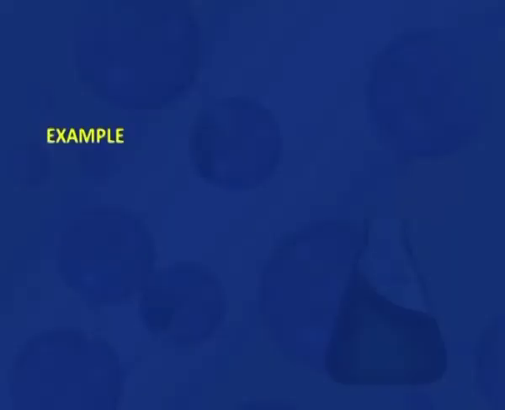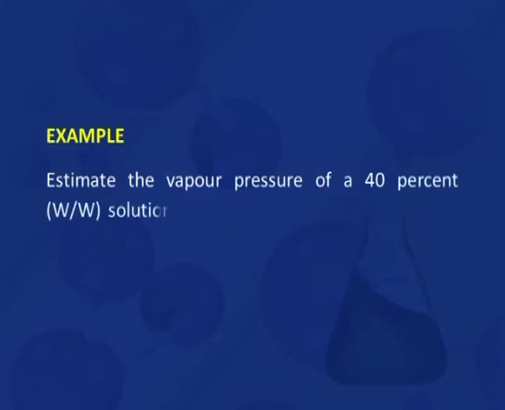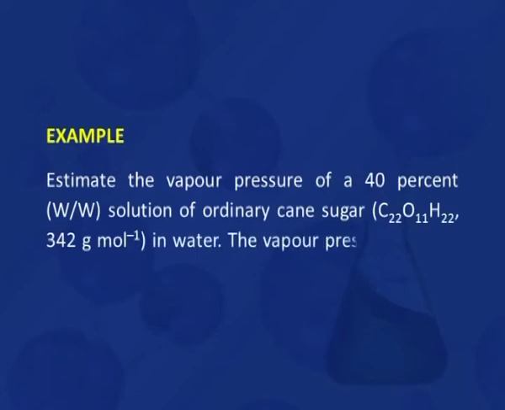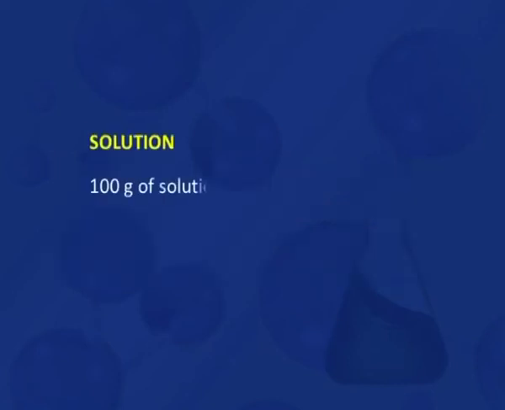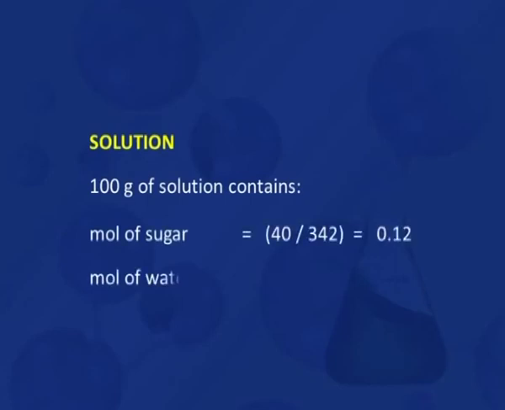We can practice the Raoult's law equation with the help of some examples. Estimate the vapor pressure of a 40% weight by weight solution of ordinary cane sugar in water. The vapor pressure of pure water at this particular temperature is 26 torr. You know that the molecular formula of cane sugar is C12H22O11 with molecular mass 342 grams per mole. 100 gram of solution contains 40 grams of sugar and 60 grams of water.